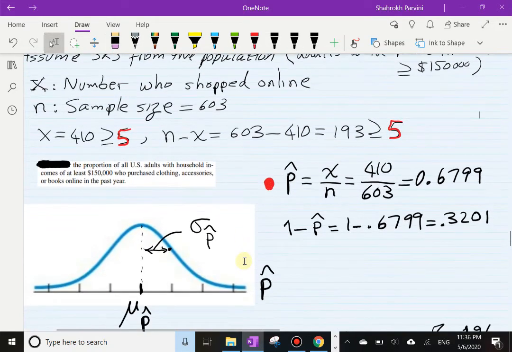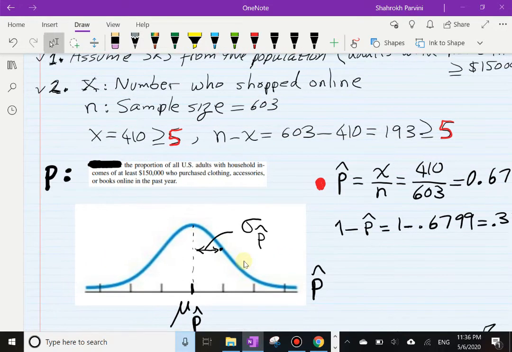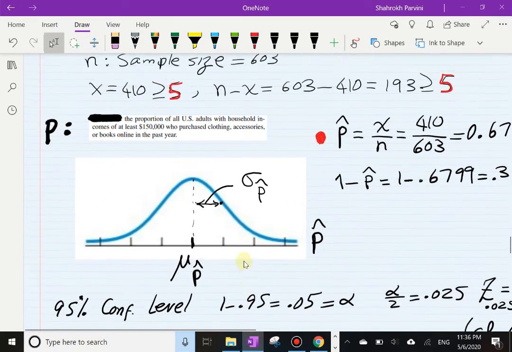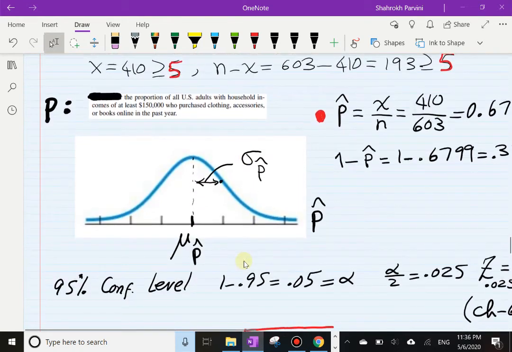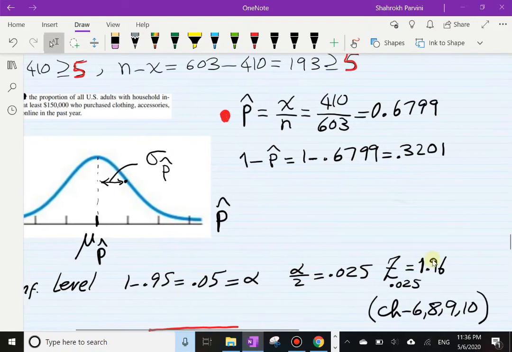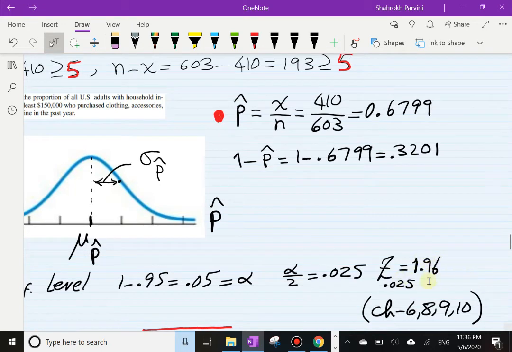And this is the sampling distribution, right? The approximate sampling distribution is normal. p hat is about 68%. That means 32% do not, right? That's 1 minus p hat. They do not purchase those things online in that income category. Now, for our confidence interval, they wanted 95%, right? So that means our alpha is 0.05. Half of alpha, 0.025, and the z of that is 1.96.